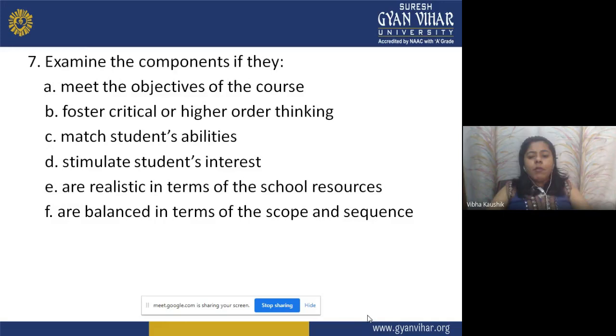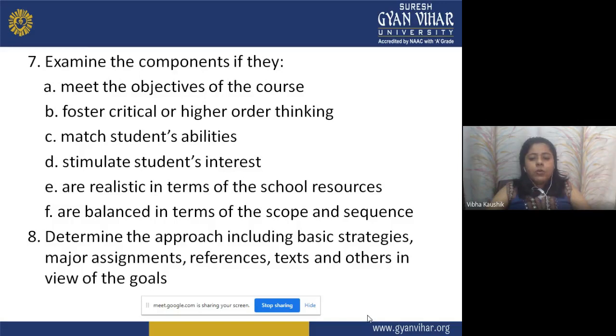Are balanced in terms of the scope and sequence, whether the components which we have decided are balanced in terms of the scope of the topic or the content or the syllabus, or whether that information has been presented to the learner in a sequential manner or not.